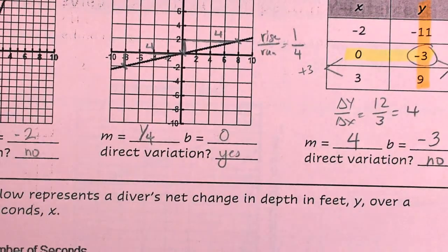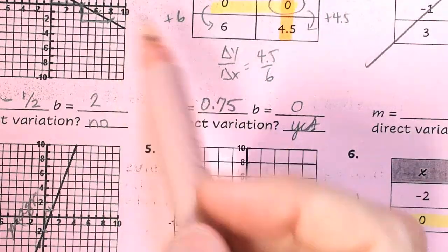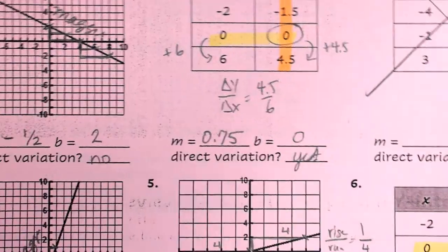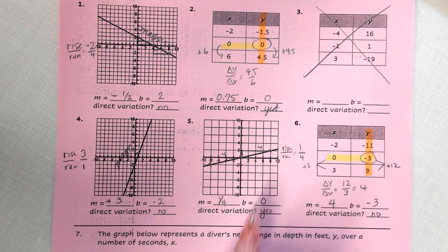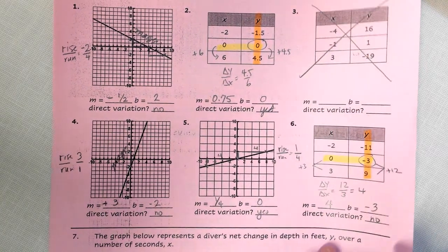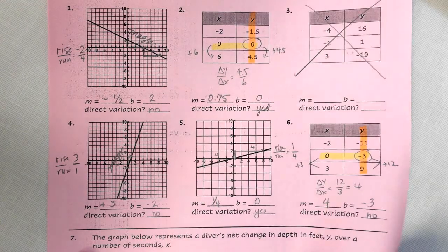All right? So that's the first thing. You have to be able to tell me if something's direct variation. You have to be able to tell me what the slope is and what the y-intercept is, what the rate of change is and what the b is. Okay? This is a big part of your test, being able to do this.